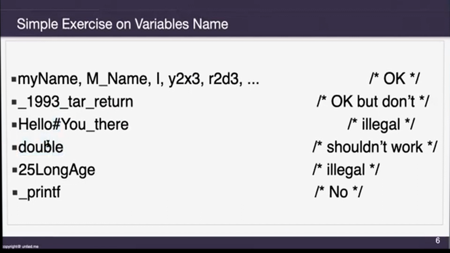Then you have double. It will also not work. Reason? Because double is a keyword in the programming language. Then you have this 25 long age. It is also illegal according to the rule, because 2 is a digit and variable names cannot start with a digit. Here also it is acceptable, but it should not be done. The reason is that printf is actually a keyword, so anything which is considered a keyword, any combination of that thing you should avoid.